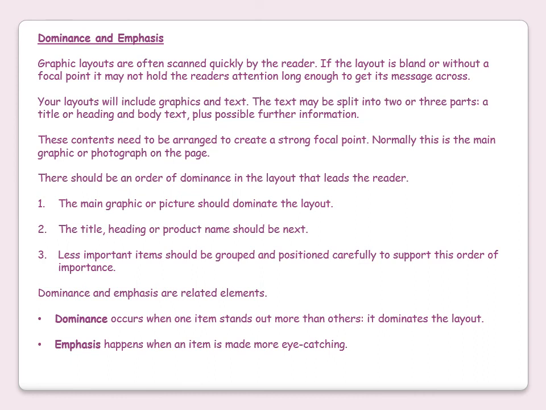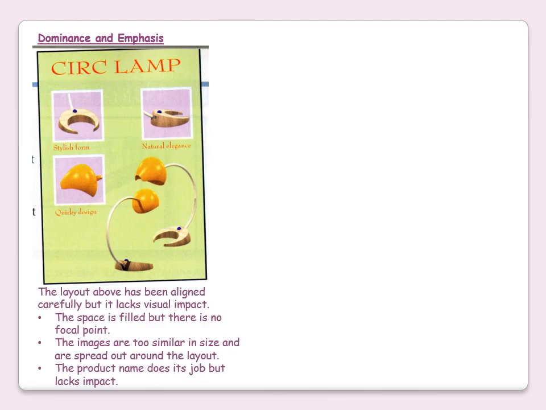Dominance and emphasis are related elements. Dominance occurs when one item stands out more than others. It dominates the layout. Emphasis happens when an item is made more eye-catching. The layout above has been aligned carefully, but it lacks visual impact. The space is filled, but there is no focal point. The images are too similar in size and are spread out around the layout. The product name does its job, but lacks impact.